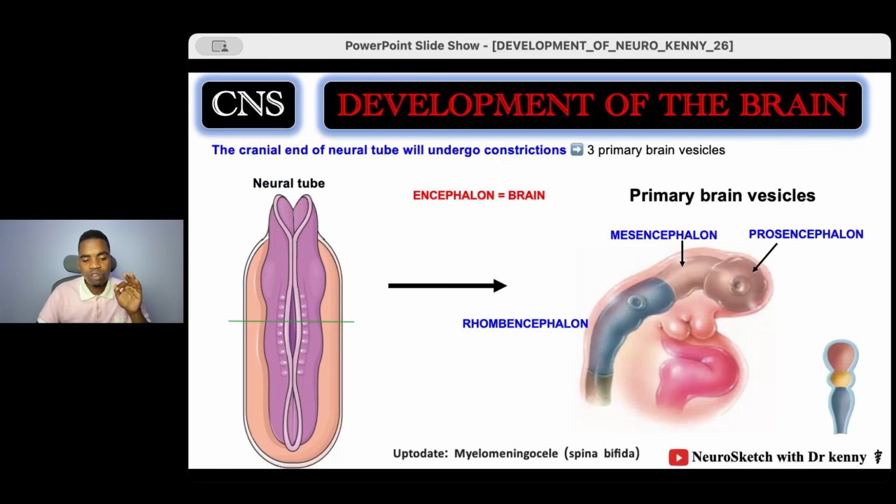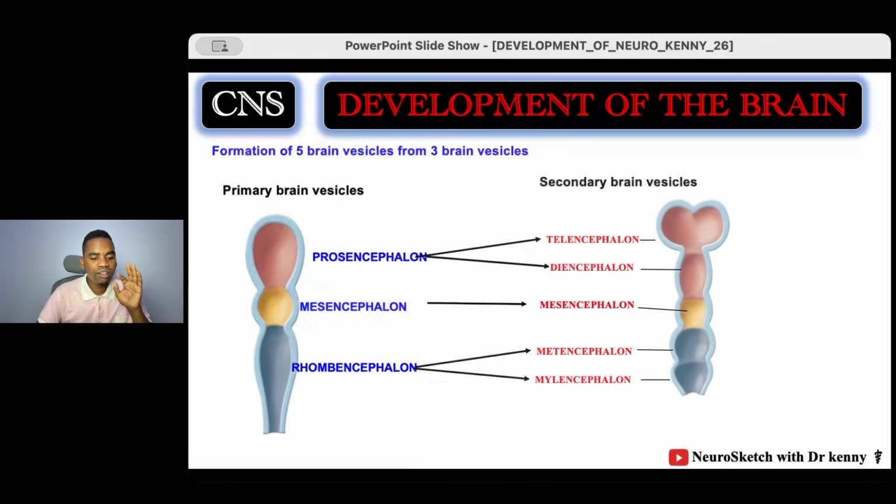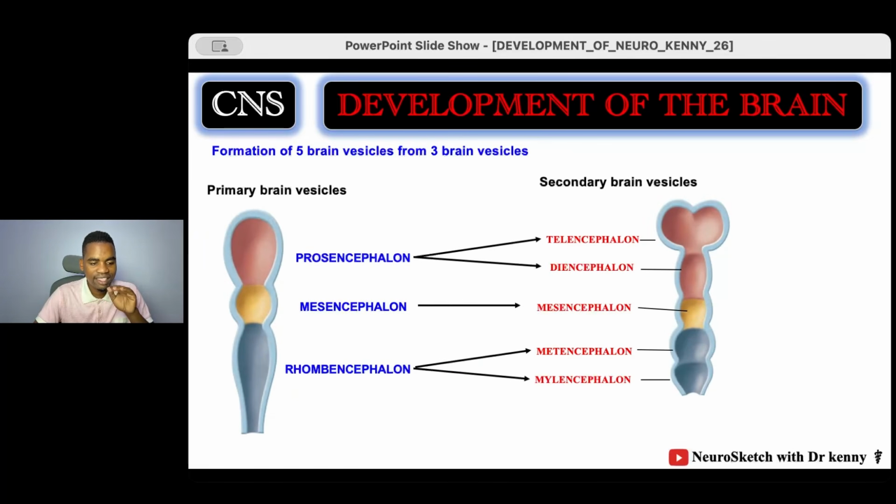But we're going to move from 3 primary vesicles into the 5 secondary vesicles. This is what happens. The prosencephalon will further subdivide to form the telencephalon and the diencephalon, and the mesencephalon will continue as the mesencephalon. On the other hand, the rhombencephalon will further subdivide to form the metencephalon and the myelencephalon. And mind you, this is the future forebrain, this is the future midbrain, and this is the future hindbrain.